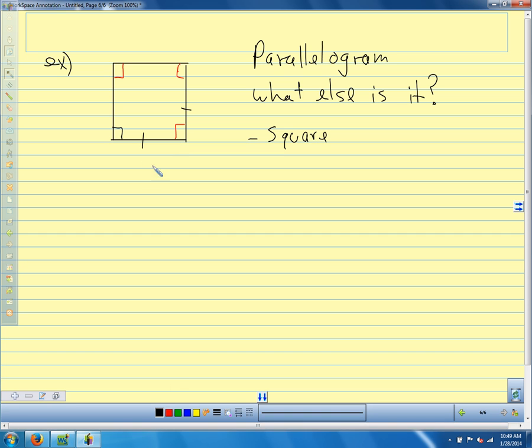The sides are congruent. It's a parallelogram, so opposite sides are congruent. So that's congruent to that, that's congruent to that, and we know it's a square. And I just said, because we know we have four right angles, what else does that tell us it is? A rectangle.